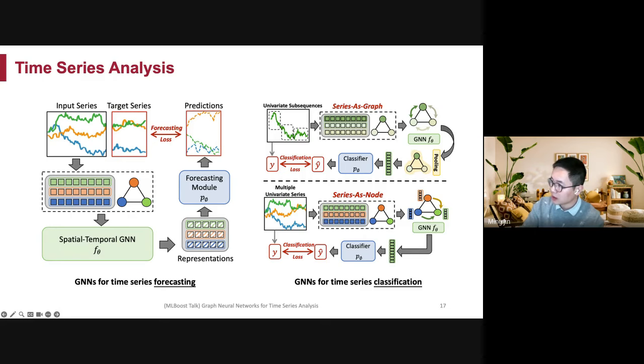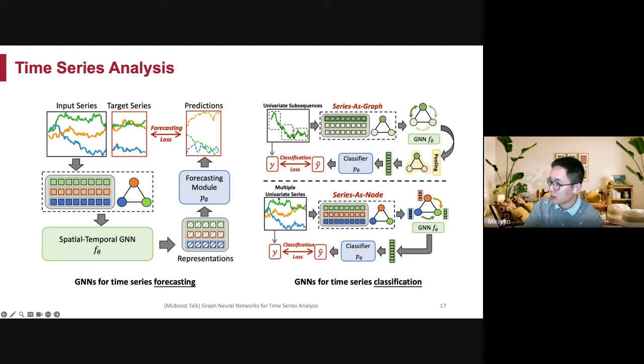Okay, and for the classification here, you may find that there are two typical ways to do that. When we talk about the univariate case, it's quite similar to what I have mentioned. You can transform a given univariate time series into a graph. After that, you use the graph neural networks to obtain the node level embeddings. After pooling operations, you have the representation of this input time series and put that into a classifier. You have the predicted labels y hat, and then you minimize the discrepancy with the ground truth. So this is about the univariate classification.